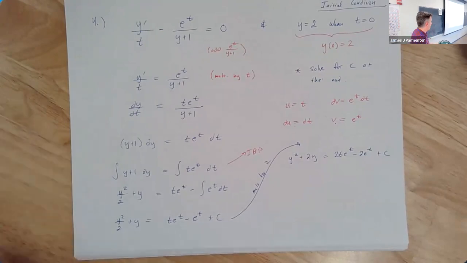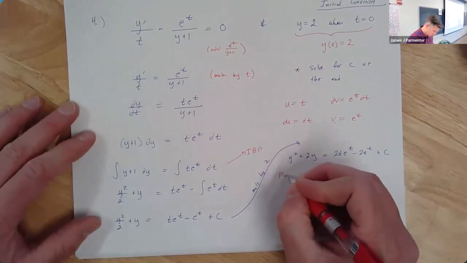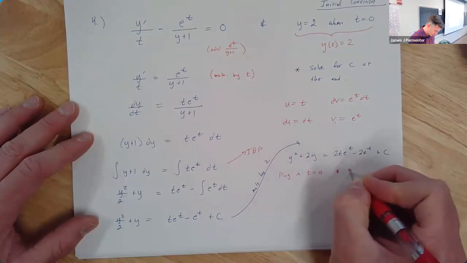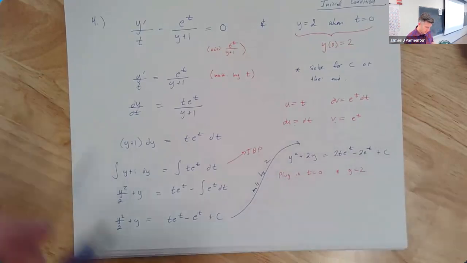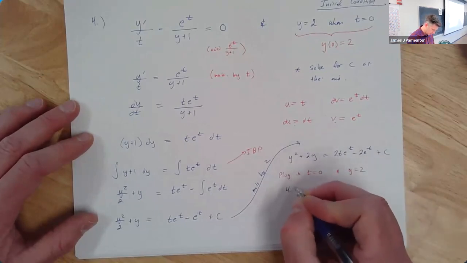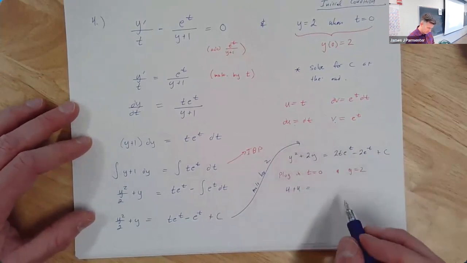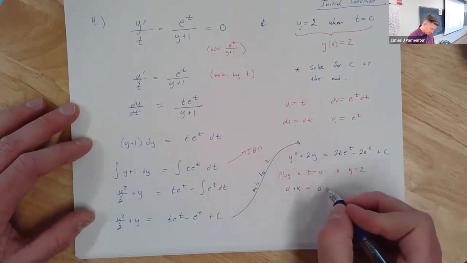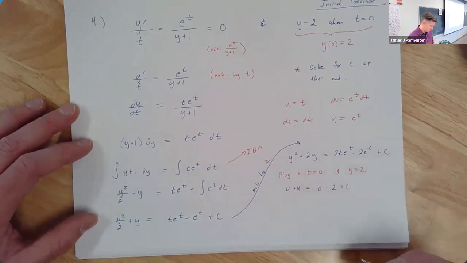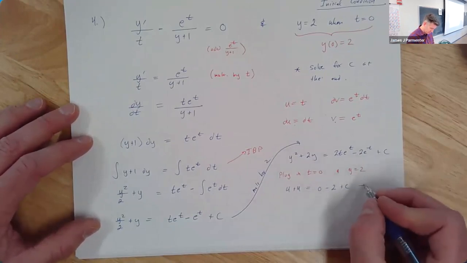And this is probably a perfectly good spot to find the constant. So if we plug in t equals 0 and y equal to 2, we're going to get, let's see, on the left-hand side, 2 squared plus 2 times 2 is 4 plus 4. On the right-hand side, we're going to get 0 minus 2 e to the 0, which is just 2 times 1, plus c. So it looks like c is equal to 10.